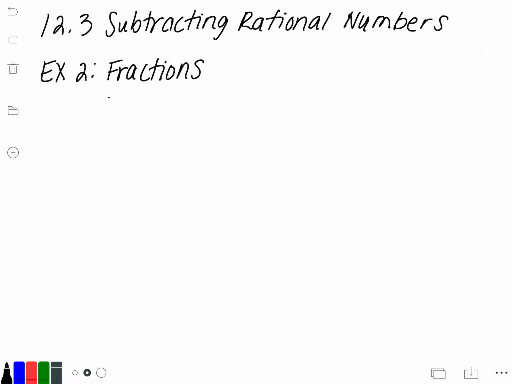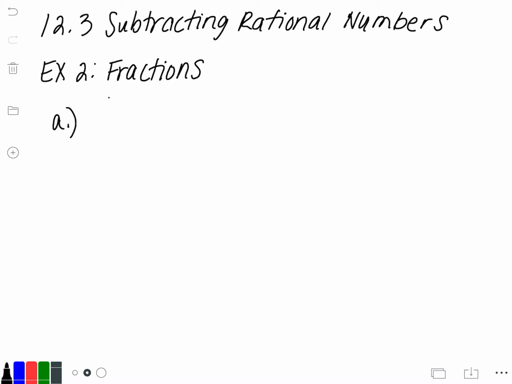Today's lesson is still 12.3, subtracting rational numbers, but instead of doing decimals today, you're going to do fractions. We're going to continue following the rules for subtracting with integers, so you still want to keep, change, flip, but I'm not going to show you again like I did in the beginning of yesterday's video. If you need to go back and look, we're following those same rules.